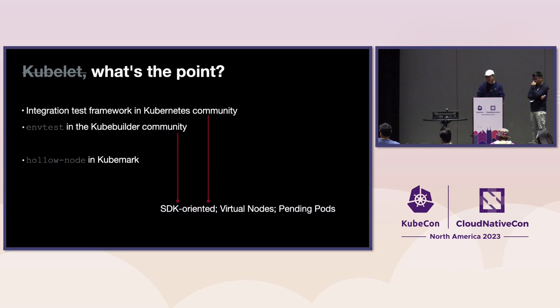But these two types of tools have their limitations. The first one has a bar there. It's not designed for end users. It requires you to have certain knowledge of Kubernetes. It's SDK oriented instead of API oriented, so you have to use Go to compose this kind of test. And also some of them don't have the concept of virtual nodes. For example, envtest doesn't give you an extensible mechanism to create nodes, right?